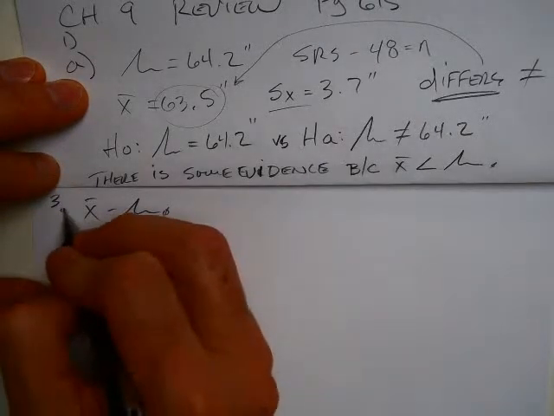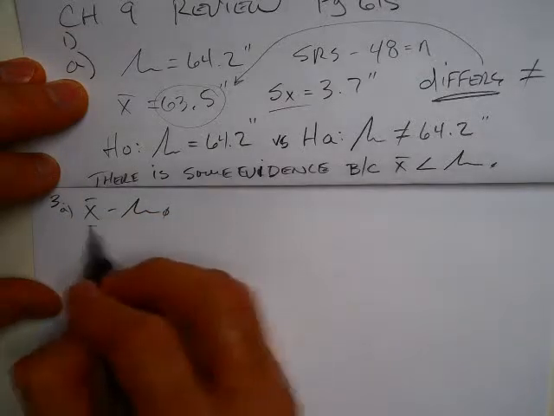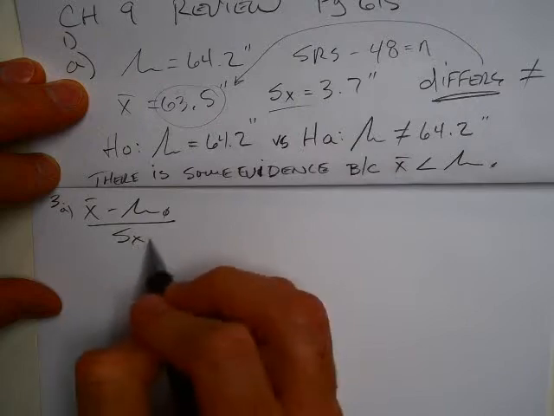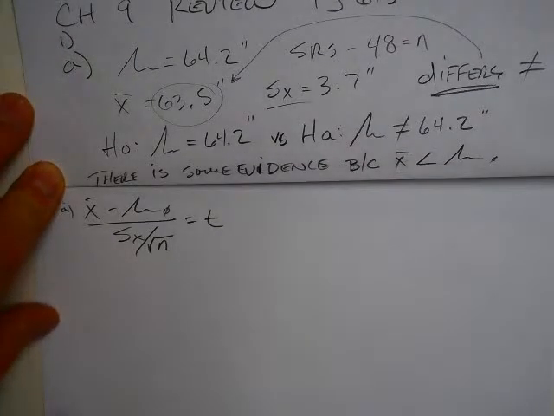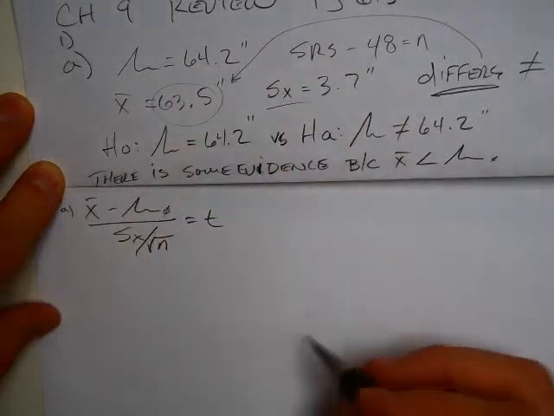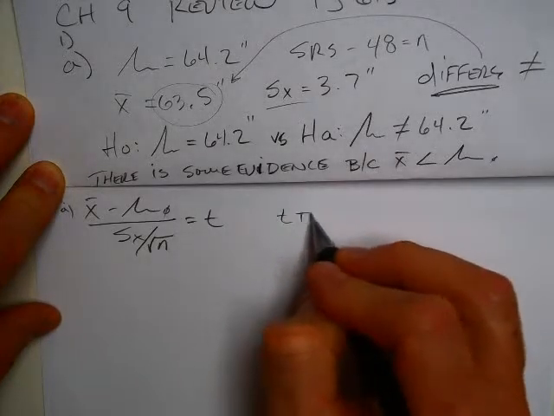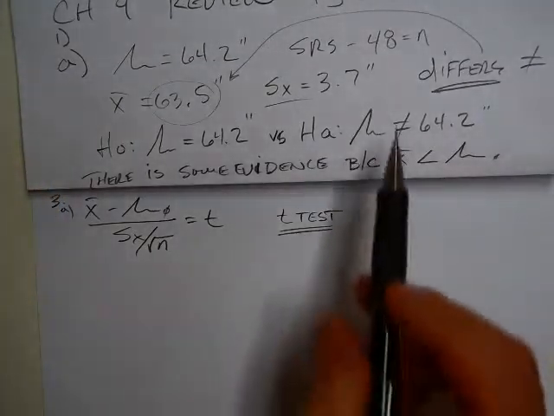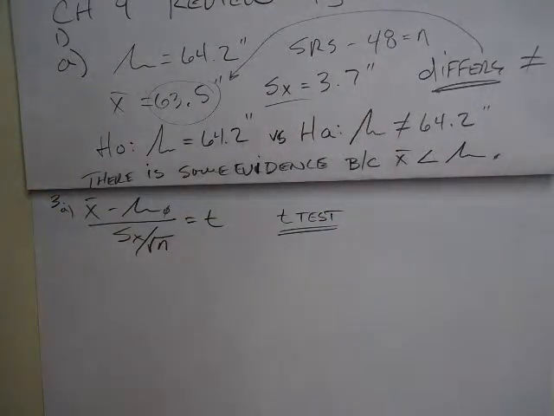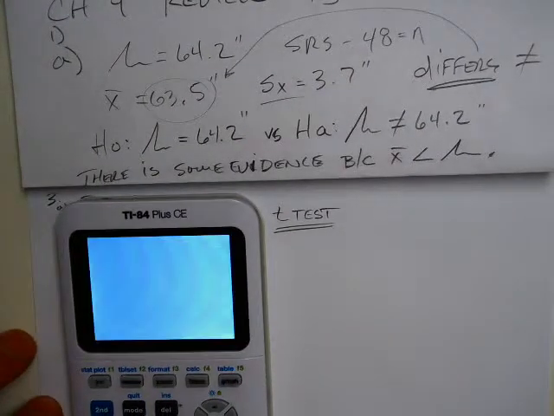This is number 3a, by the way. Divide by Sx over the square root of n. This is going to give me the t value. Or you can do all that, and all the information's there, you can plug it in. You can do the t-test in the calculator. Now, I've got a lot of this stuff written down from the previous problem, so I'm not going to rewrite a lot of what I put in, but I am going to go through the t-test.